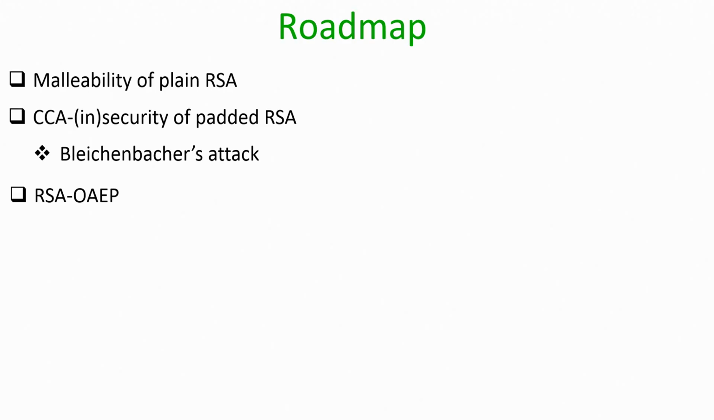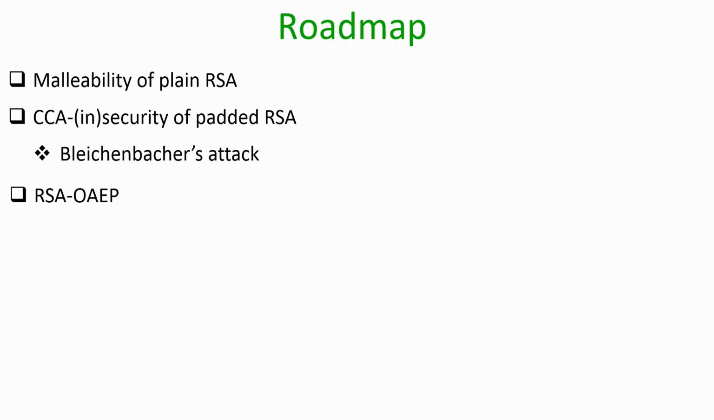Just to recap, in the last lecture we had discussed CCA secure instantiations of public key ciphers based on Diffie-Hellman problems. In this lecture our goal is to see CCA secure instantiations of public key encryptions based on RSA assumptions.